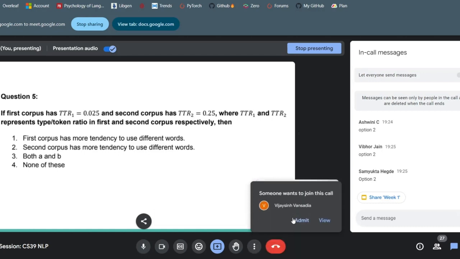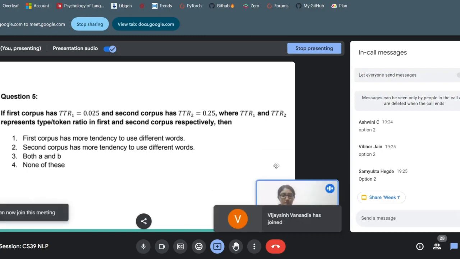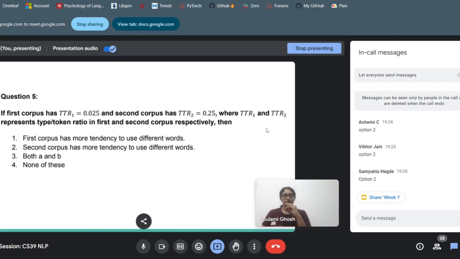Option one is the answer, I guess. Why do you think option 1 is the answer? I'm just asking for explanation. Because this first corpus has more tendency to use different words. The ratio is less over there. Hmm. So if the number of unique tokens, the types, are more over there, it has more different words. So in type token ratio, in the numerator we have the number of types, and in the denominator we have the number of tokens, right? So the more the number of types, the higher would be the value of TTR.